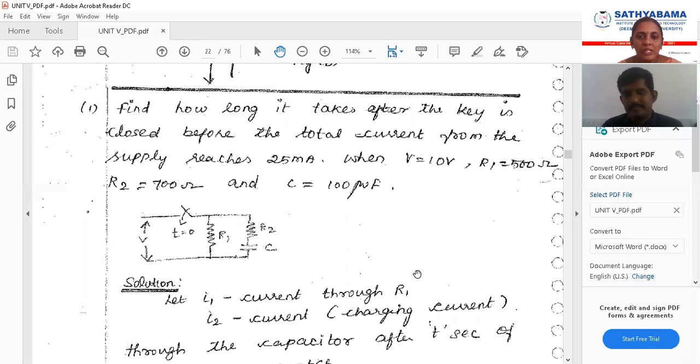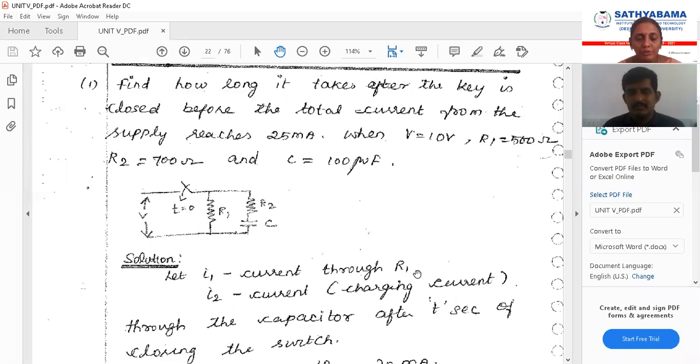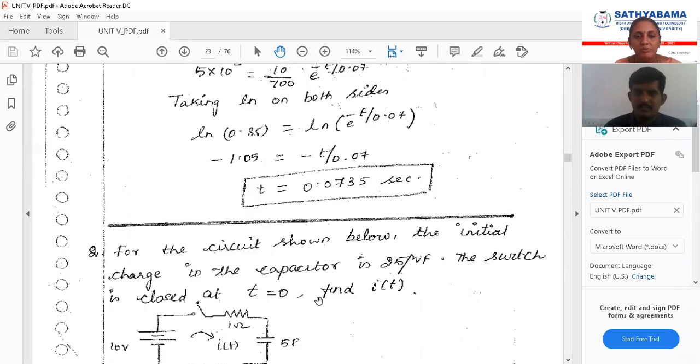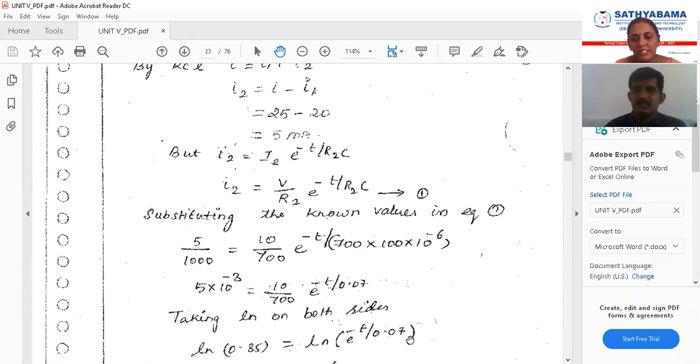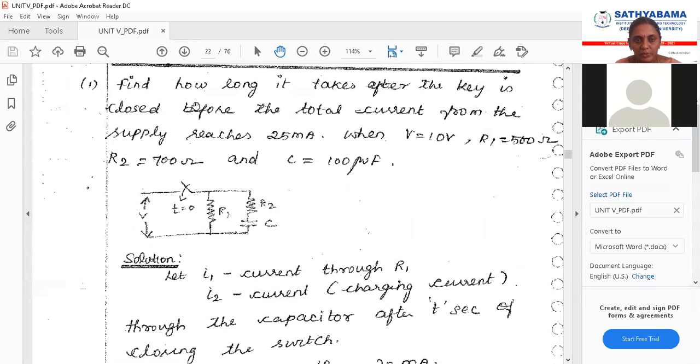Now we are going to find out the current, the total current. The total current has been given. We are going to find out the I of t value. Now before going into that, we will first consider this circuit. Check here: find how long it takes after the key is closed. So you have to find out the time, right? For finding out the time, we will find out I of t and then proceed.